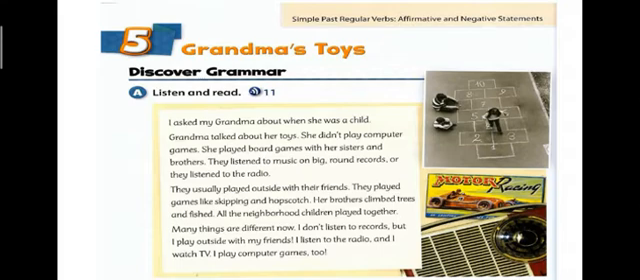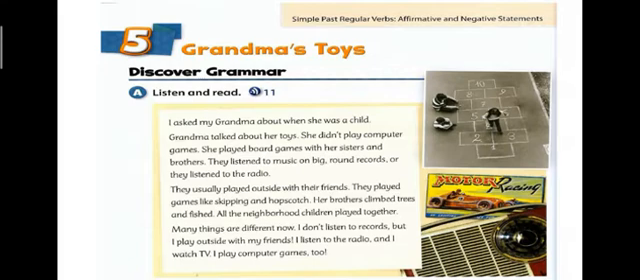They listened to music on big round records, or they listened to the radio. They usually played outside with their friends. They played games like skipping and hopscotch. Her brothers climbed trees and fished. All the neighborhood children played together.